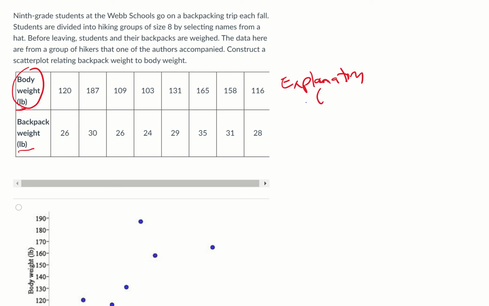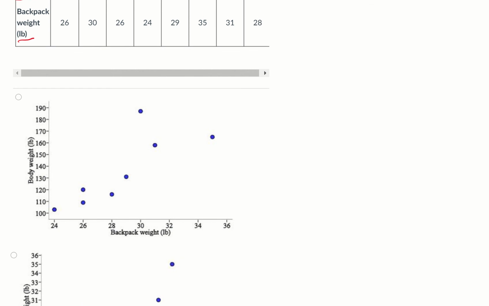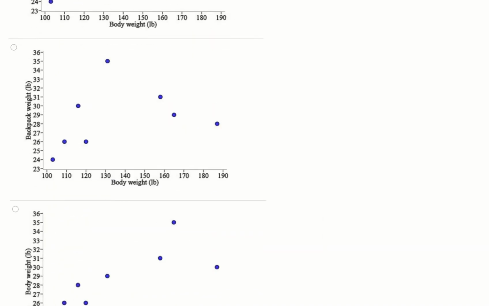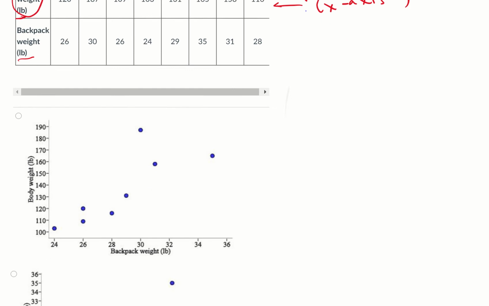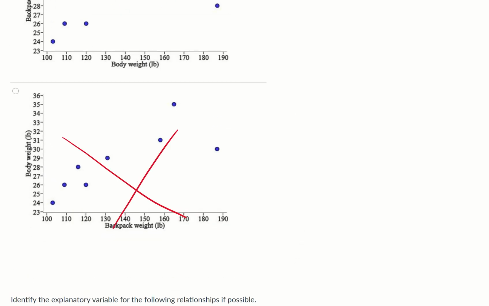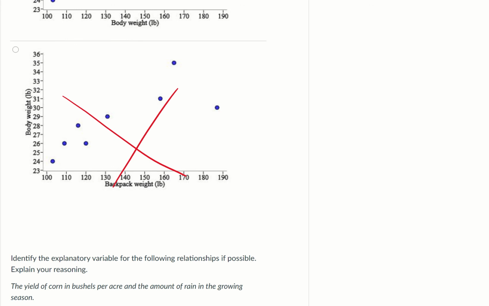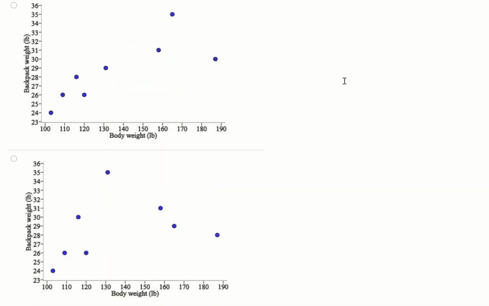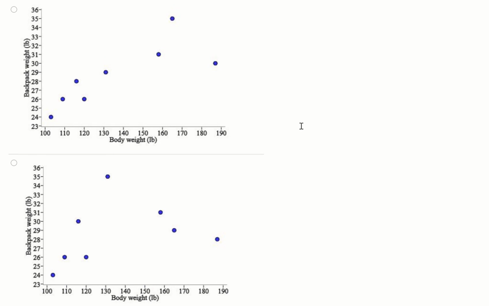And so this would go on the x-axis, the body weight. So we're looking for things that are on the x-axis, and it looks like body weight is on the x-axis for all of them, except for these two, right? So it's definitely not going to be those two for your answers. Okay, so then we're narrowing it down between these two. And so we just got to determine, do the points make sense here?